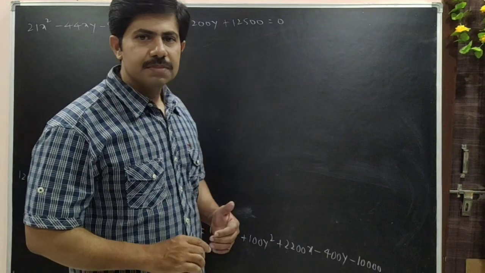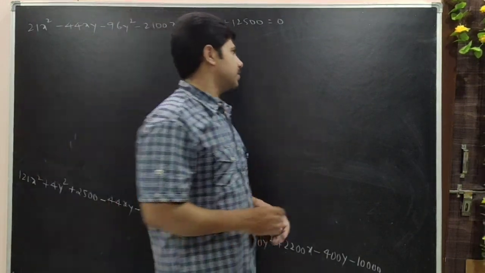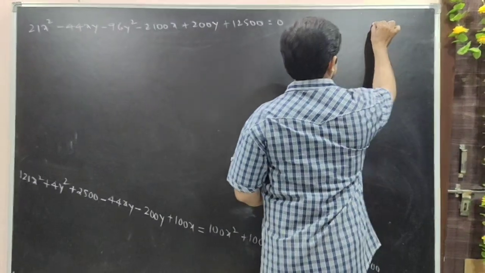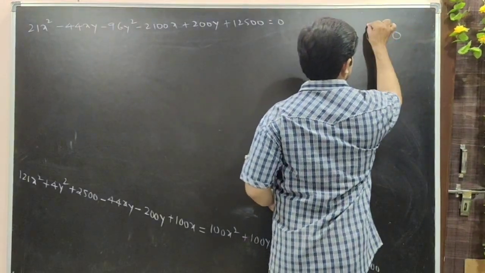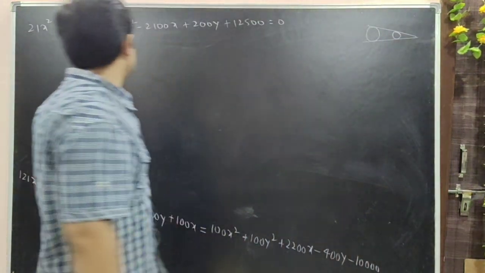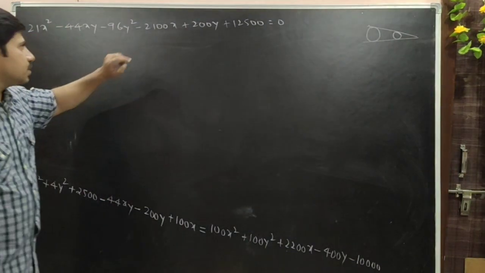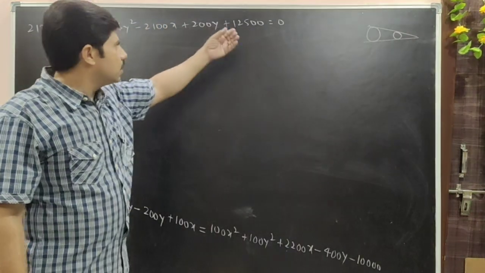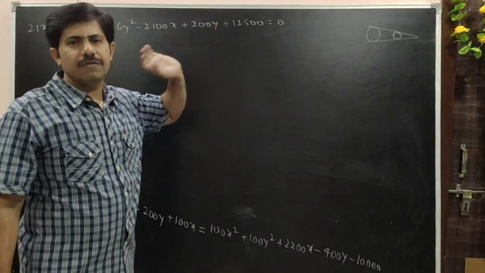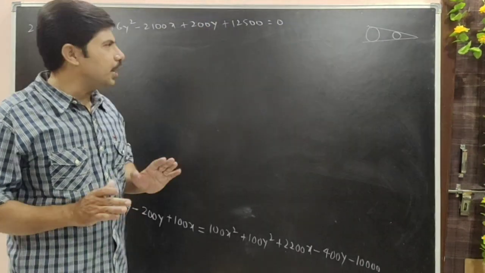Okay, now this pair of tangents will simplify as two individual tangents. That means, see, we got a pair of tangents. This is a circle, and this one is a pair of tangents. So the equation of this pair of tangents is 21x square minus 44xy minus 96y square, plus 200x plus 200y, and 12,500 is the pair of tangents. Now what we do is we'll factorize this and we'll make two individual tangents.